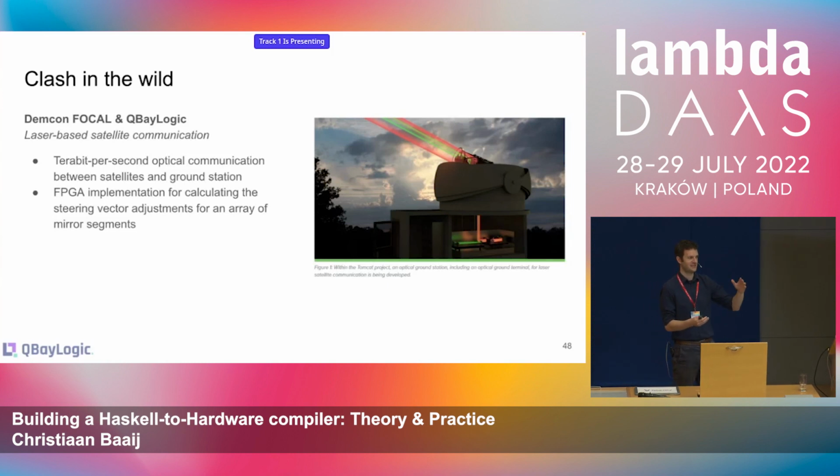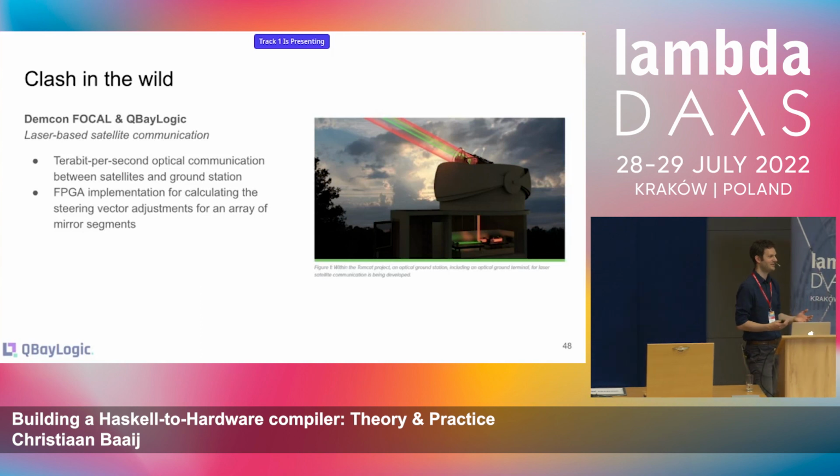But as you can imagine, if you have a ground station and some satellite, there's the atmosphere in between, and that kind of distorts the laser. And we want to correct for that on the ground station using mirrors and all kinds of contraptions. And we need to adjust those mirrors very quickly, and that's why we needed an FPGA for that.